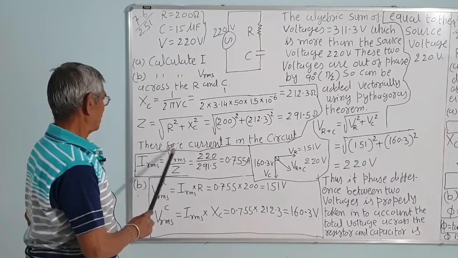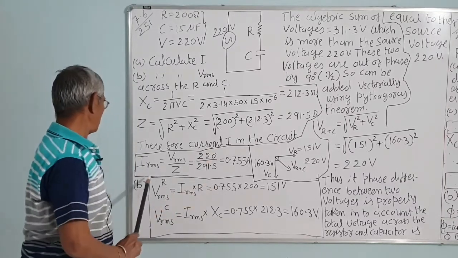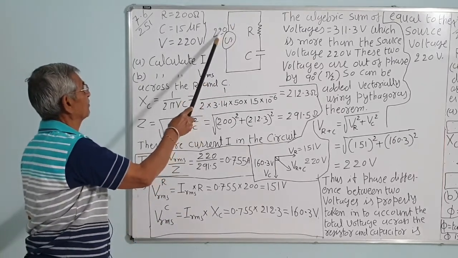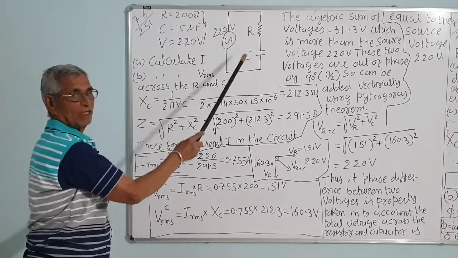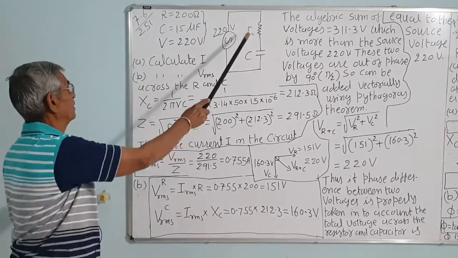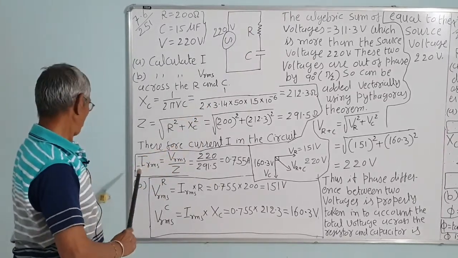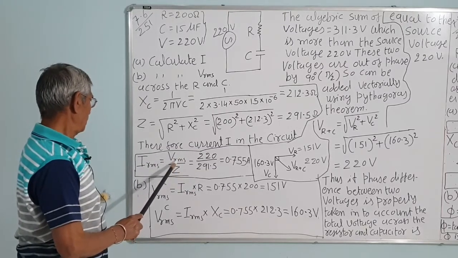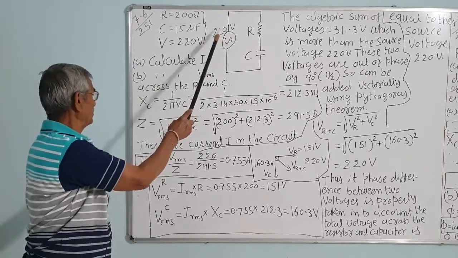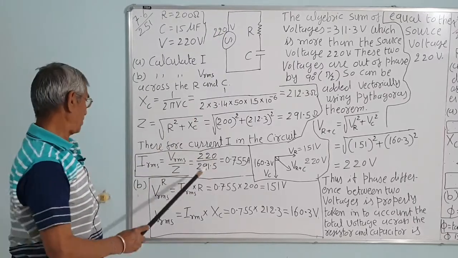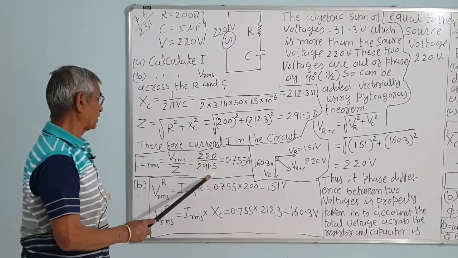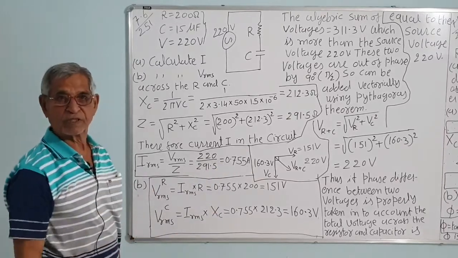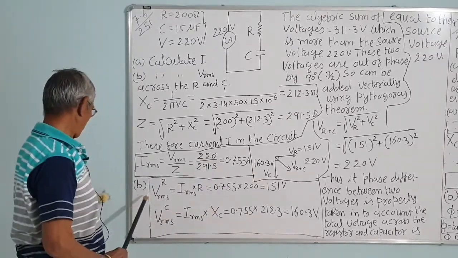that comes to about 291.5. Therefore, current I in the circuit is equal to Irms, that is the net effective current. This is Vrms and current is Irms. Current is the same because they are in series. So Vrms upon Z, the total opposition. Vrms, that is effective voltage, is not the peak voltage, remember, it is 220 upon 291.5 total opposition, that is equal to 0.755 ampere.